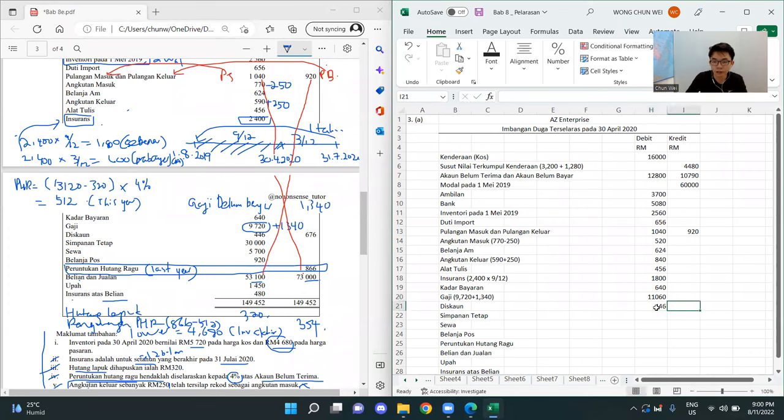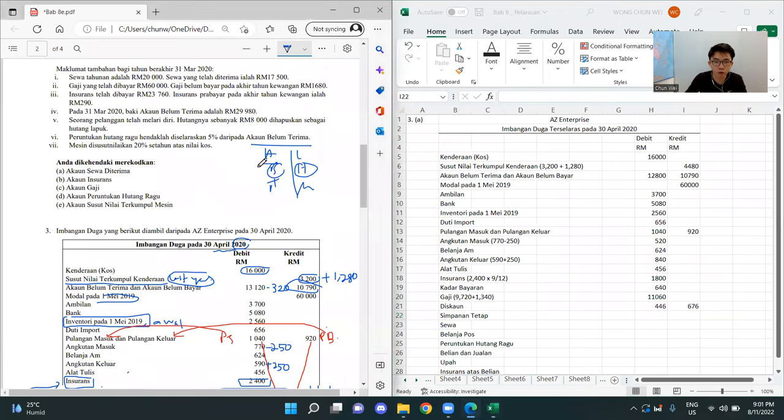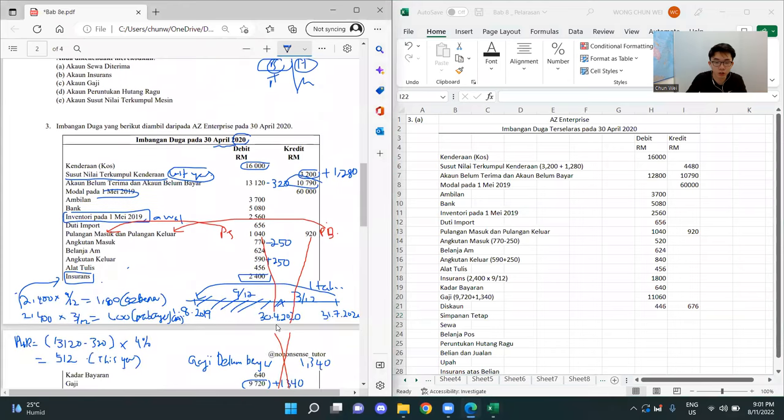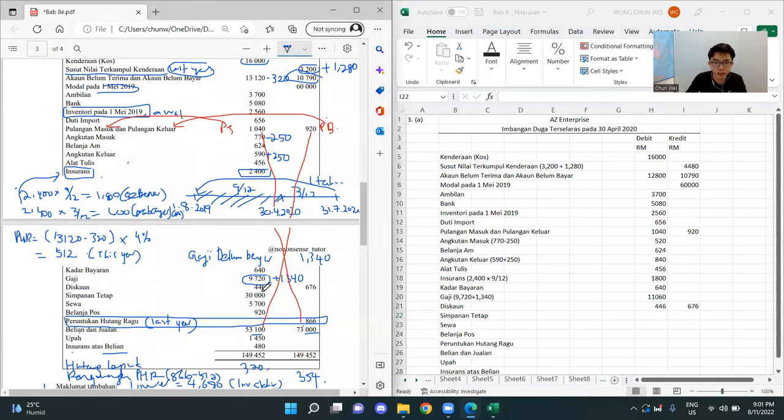446 and 676. Now, whenever you see a discount, something like that, how do we know if this is a diskaun diberi or this is a diskaun diterima? So very simple, use your ABALIM. I told you the B, the debit side, is always the belanja. So if the 446 is on the debit side, meaning this is a diskaun diberi. Can you see it? And 676 is on the credit side, meaning this is a hasil. If this is a hasil, meaning this is a diskaun yang diterima. Very simple. Okay, then simpanan tetap, your saving, your fixed deposit, 30,000.